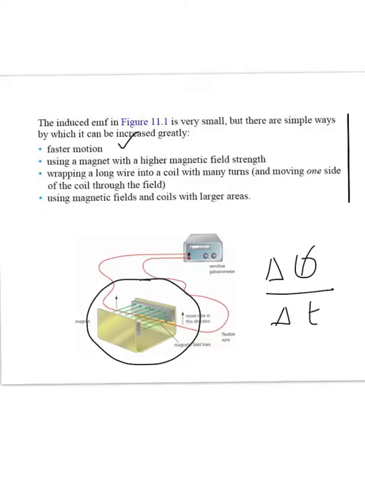You can use a magnet with a stronger field strength. You can use a coil. Okay, so this is to do with flux linkage. You can have more than one wire. Or you can increase the area. This is because of flux linkage.